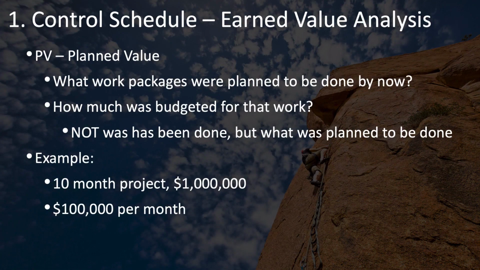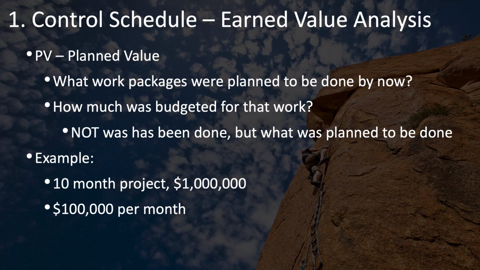To measure PV, or planned value, start by asking yourself what work packages were planned to be done by now, by this point in the project. And then assess how much you had budgeted for that amount of work that you had planned to finish by now. Keep in mind, this is not a measure of what has been done, but what was planned to be done. So it's a measure of the budgeted value of the work that was planned to be done by now.